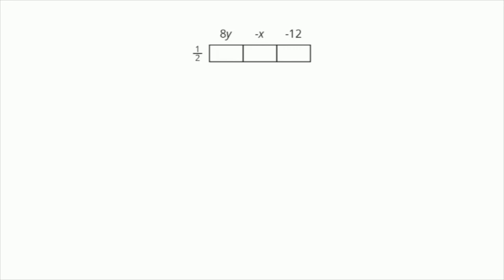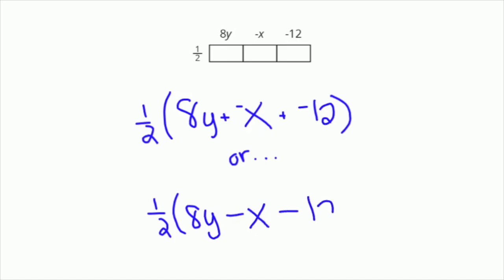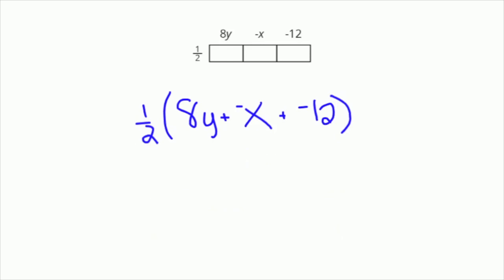So now let's look at this different expression, which includes some negative values. So I have 8y. Let's start with my parentheses. So I know that 1/2 is being multiplied times 8y, and then being added by a negative x, being added by a negative 12. That is going to be equivalent to what? 1/2 (8y minus x minus 12). Awesome. So whenever I were to simplify by distributing that 1/2, they're actually going to be equivalent to each other.